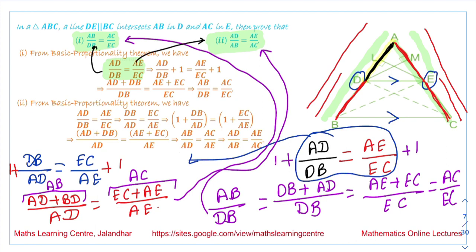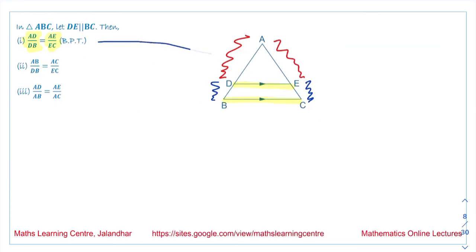So all these results we have written over here in this next slide. We are saying a triangle ABC is there and DE is parallel to BC. Then the first result we are saying is AD over DB is equal to AE over EC. This is our basic proportionality theorem. BPT means basic proportionality theorem.